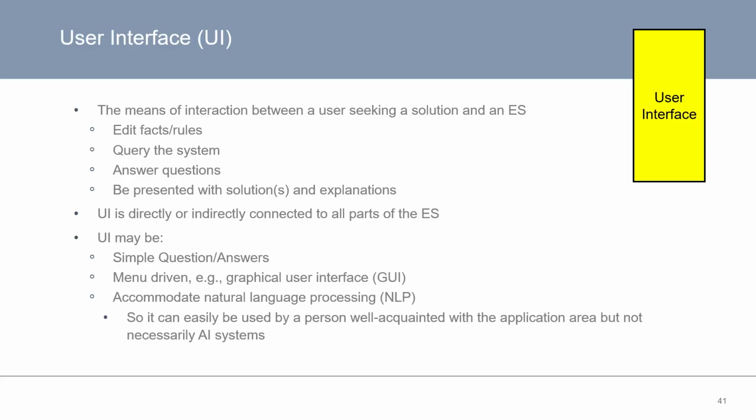And the user interface itself could be simple and just provide questions or answers, or it could be more sophisticated and include some sort of menu-driven graphical user interface or GUI. And even other systems could accommodate a natural language processing approach. This can make the system easier to use for people who might be well acquainted with the application area, but not necessarily AI systems or computer science in general.